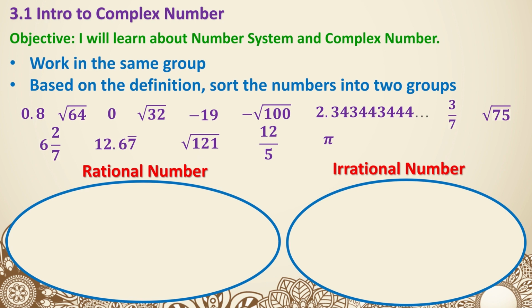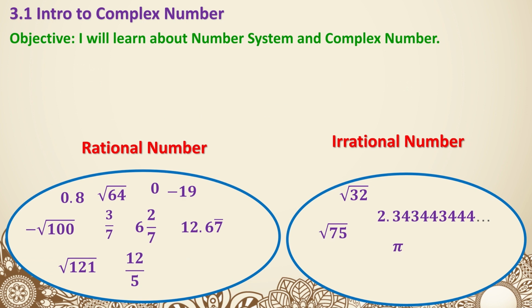Okay, hopefully you have finished, and let's check. Here they are, rational number and irrational number. Let's go through a few. So square root of 64 is just an 8, so that is for sure a rational number. And then negative square root of 100 is just negative 10, and that is just -10/1. Everything else, they are already fractions.